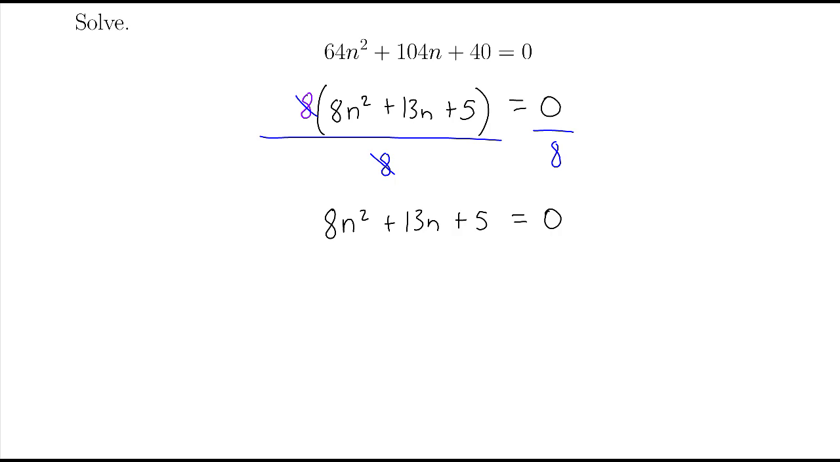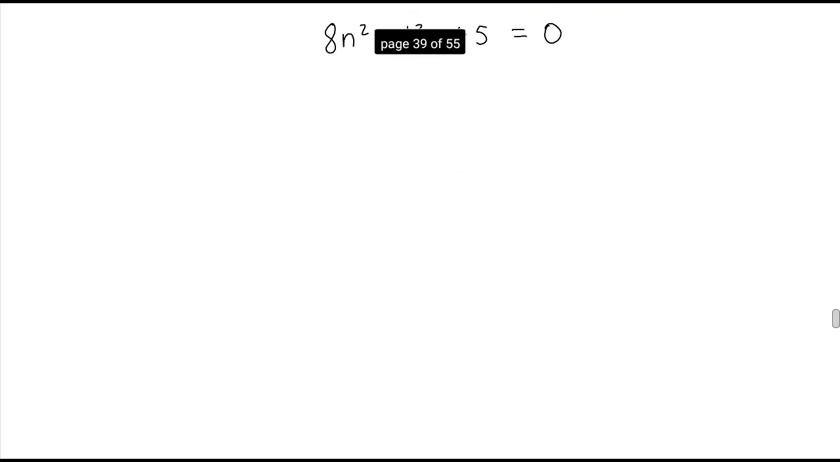So notice our equation got much easier to deal with. Now we're still going to use the AC method to factor it the rest of the way, but I'm going to ignore all that stuff that came before because I like this problem a lot better. 8n squared plus 13n plus 5 equals 0. The AC method says that I need to start off by multiplying 8 times 5. That will give me 40. I need to find two numbers that multiply together to give me 40, but if I add those same numbers together, they add up to 13.